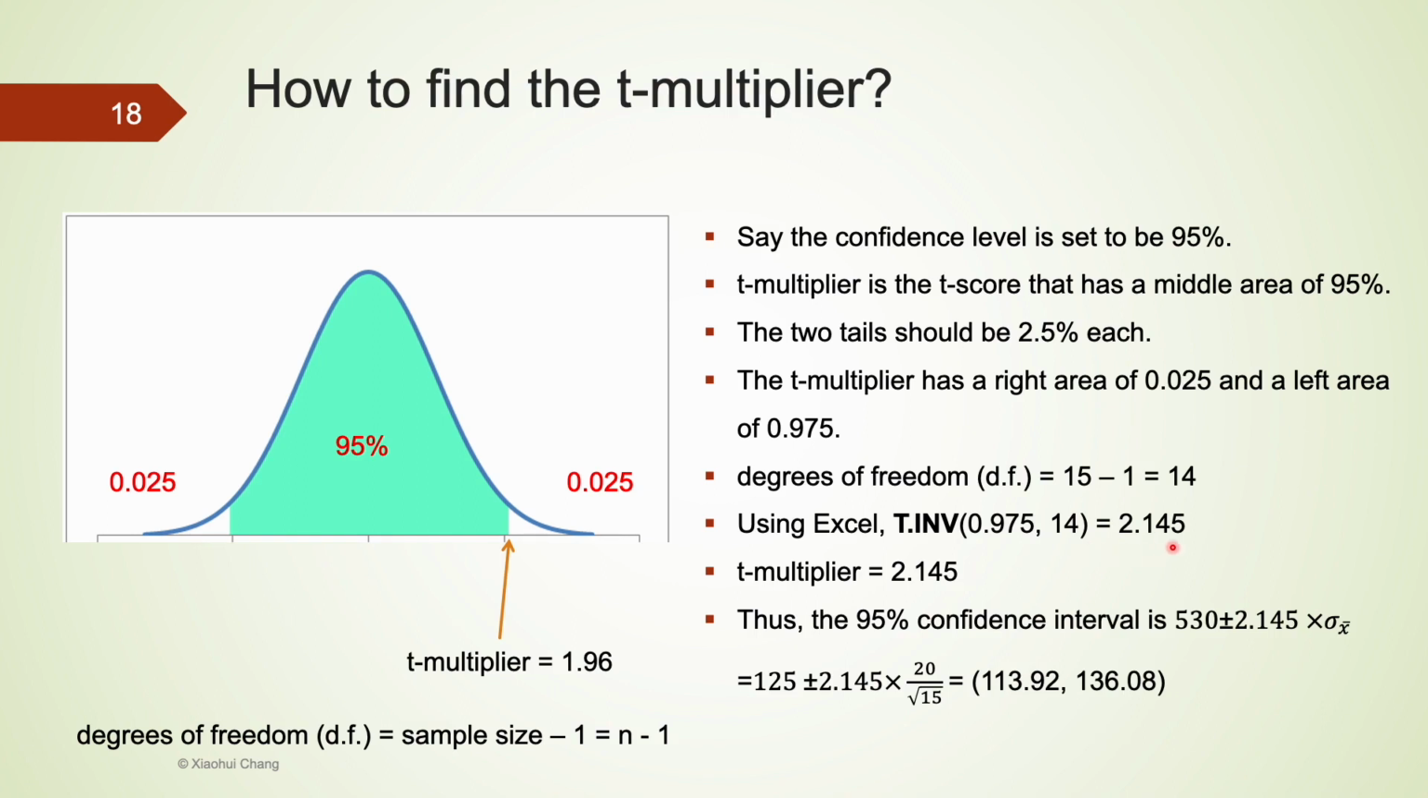This is bigger than 1.96, which you probably remember is the z-multiplier we obtained earlier. This suggests that when we do not know the population standard deviation, the multiplier increases, so the interval becomes wider, implying we become less certain with our point estimate of 530.